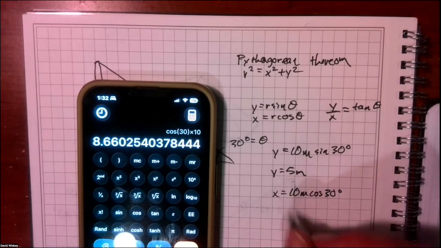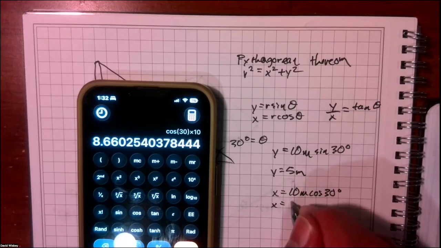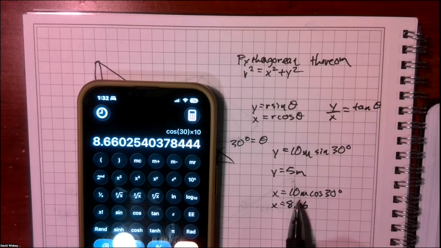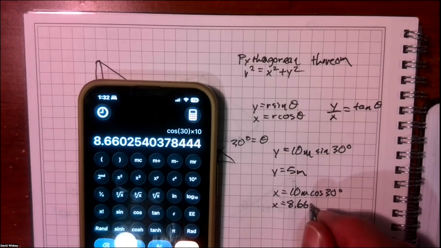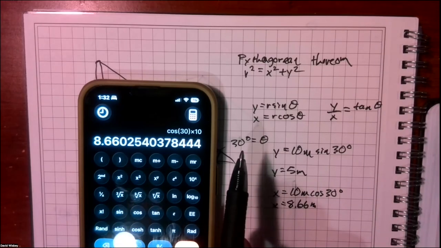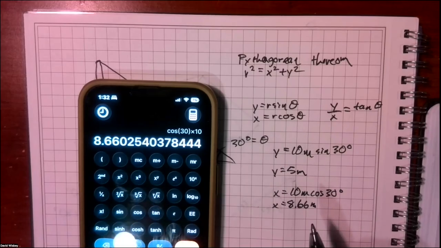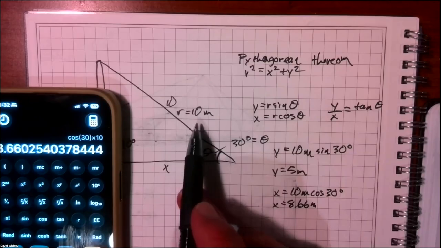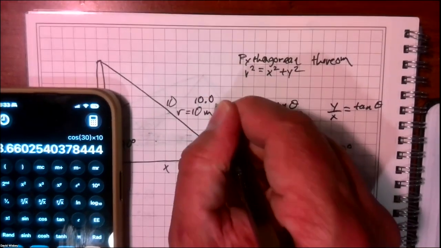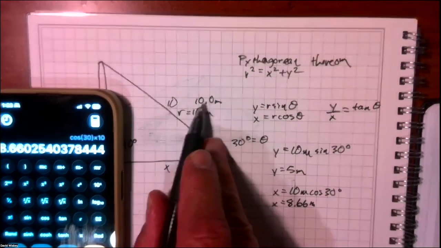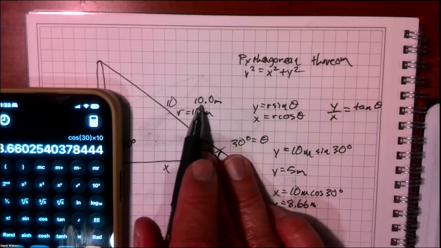Now this would be a good place to talk about significant digits. In class, when you do the homework, significant figures are important. On my calculator I have a lot of digits, and really, those don't mean a lot. In this problem, 10 meters has two significant digits. If I had written 10.0 meters, then I could say it has three significant digits. Let's go with three.